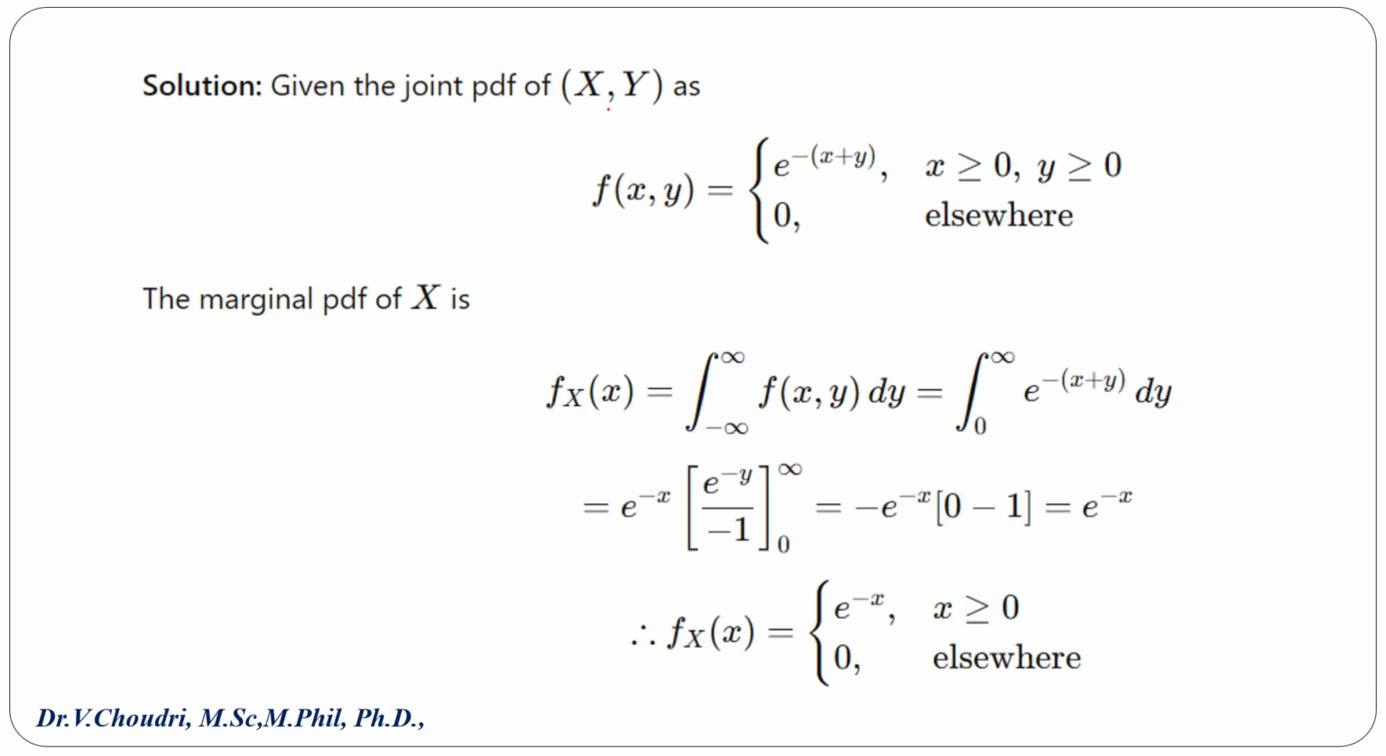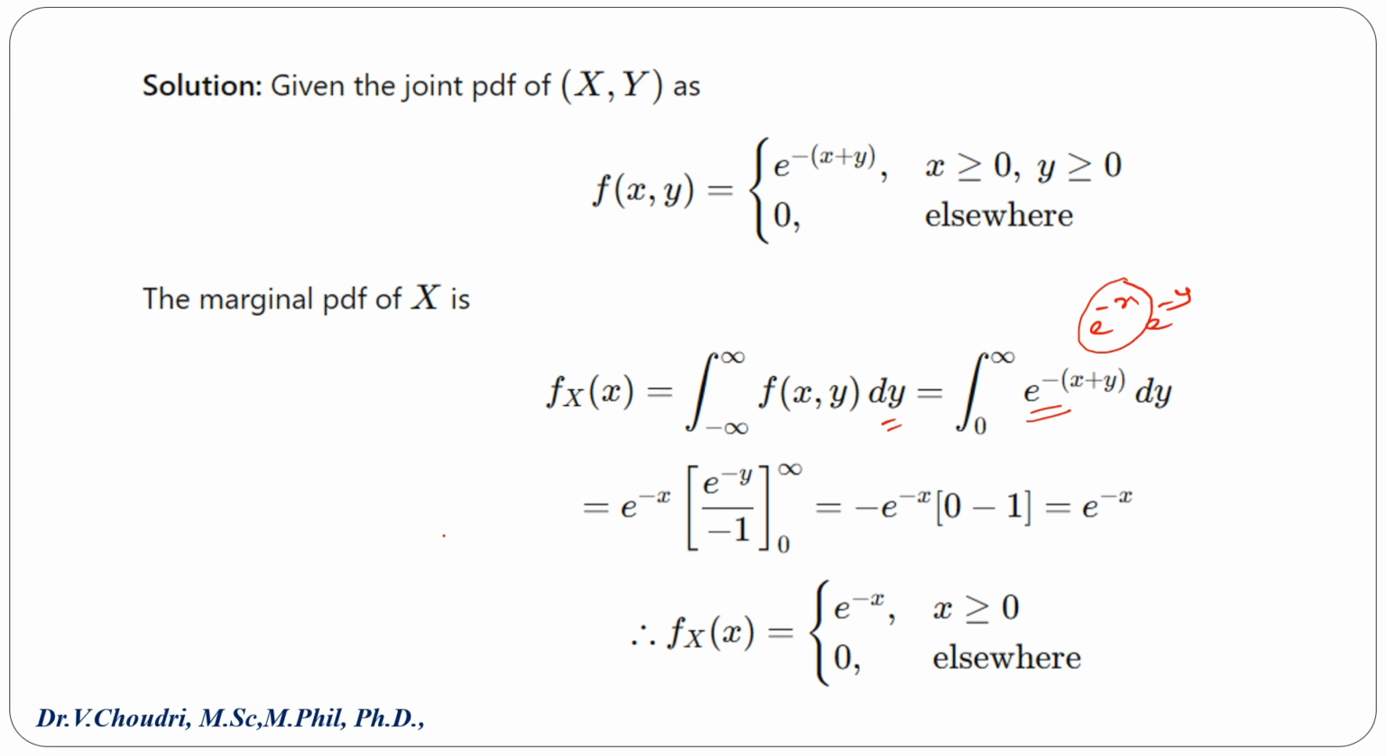Now, see the joint PDF of x comma y as given. For the marginal PDF of x, the formula is f of x equal to the integral from minus infinity to infinity of f of x comma y dy. So when we find the marginal of x, we integrate over y. To find the marginal of y, we integrate over x. So what is f of x comma y? E power minus (x plus y). We can write this as e power minus x into e power minus y. Since it is with respect to y only, we consider e power minus x as a constant, so take it outside.